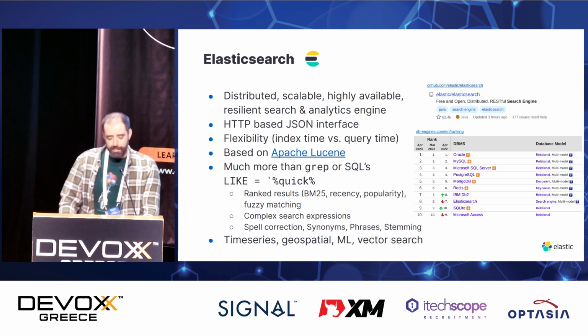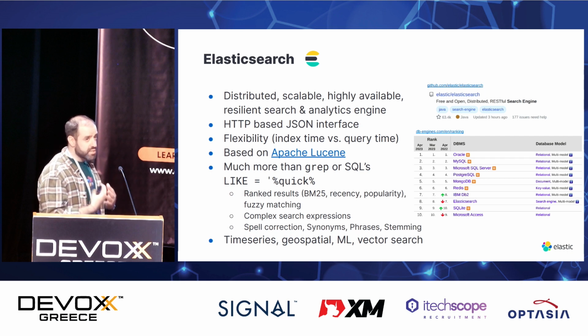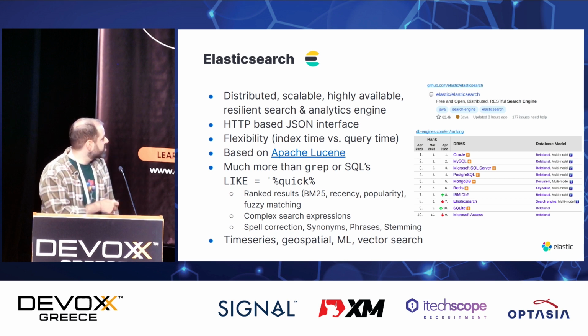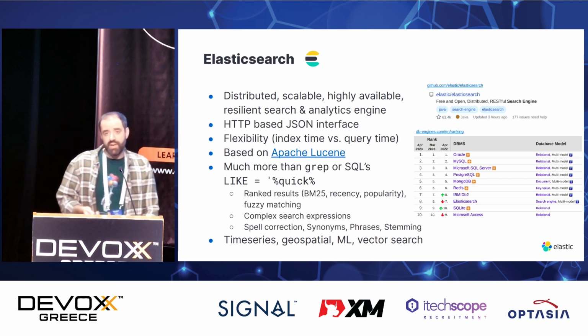Now, our power is based on Apache Lucene, and you will see that we use it a lot. I'm going to explain in a little bit what that is, but it's basically a very popular open source project that helps us do search. But it's important to understand that we enable more than simple searching, things like grepping or simple regexps that you can find in SQL-like systems. We do things like ranked results, so you get a score with the results. We can do fuzzy matching, so you don't need to have exactly the word that you search, but some variation of it. We support complex search expressions, spell corrections, synonyms, phrasing, stemming, and other things. And we have extensions and more advanced features such as time series, geospatial, machine learning, and vector search.